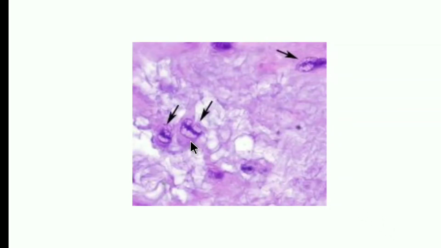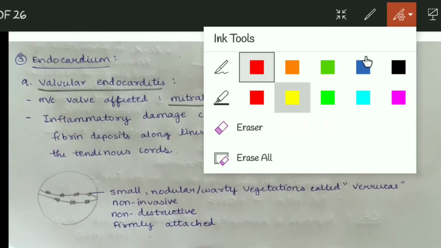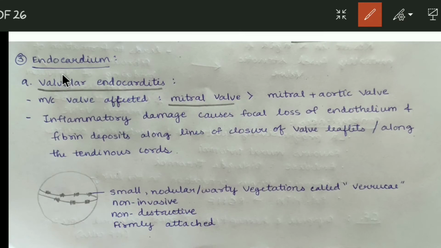Here you can see a chromatin which is caterpillar-like in the cut section. They are the plump activated macrophages called the Anitschkow cells. Third, endocardium. First, valvular endocarditis. The most common valve affected is the mitral valve, followed by mitral plus aortic valve.